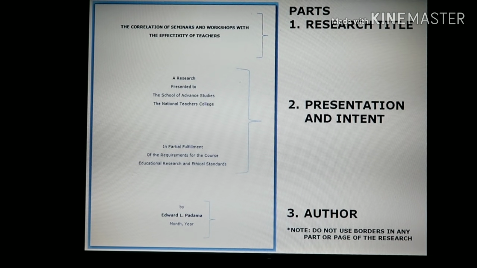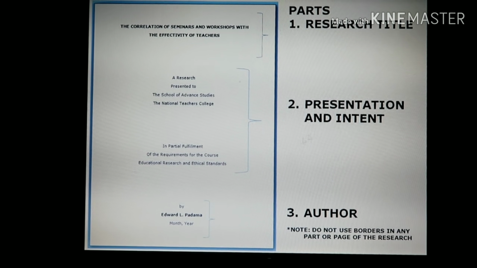And then the last line will be the month and the year wherein the research or the paper would be presented. So if the research is going to be presented at the end of the semester, you just indicate the month and the year. It's as simple as that.